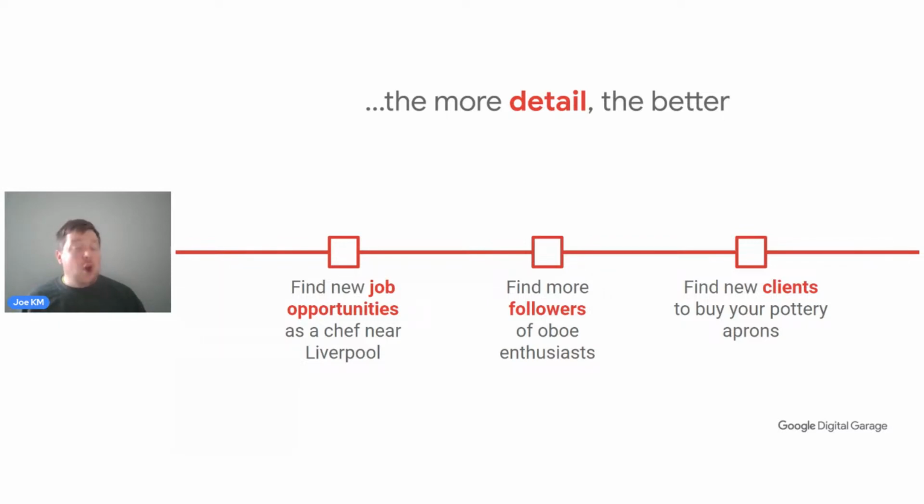Find more followers of oboe enthusiasts, pretty niche. But again, if that's what you want to do, start searching on LinkedIn. Start searching on Facebook, oboe enthusiast. Even just the word oboe. See what groups are there. Which ones are maybe in your local area? Which ones are in your vicinity? Maybe northwest, southwest, south, north. If it's that niche that there's not a lot of information about it, you might need to start expanding outside of that. Or find new clients to buy your pottery aprons.